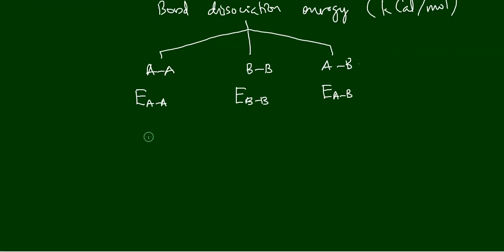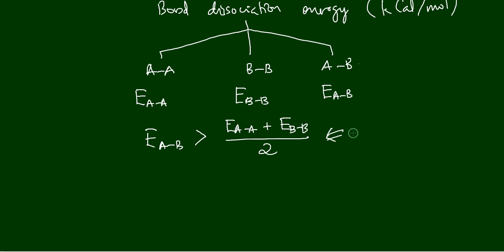So EAB will be greater than the average of EAA plus EBB. Okay, average. So this is a very obvious result. So here the arithmetic mean of bond dissociation energies of AA and BB is taken. This is the arithmetic mean, right? Arithmetic mean of bond dissociation energies of AA and BB is taken into consideration.